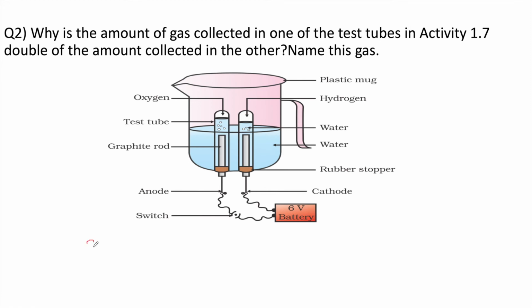Electrolysis of water we can represent like 2H2O gives 2H2 plus O2. So after the dissociation of water, it forms hydrogen gas and oxygen gas. Calculate the amount of hydrogen gas and oxygen gas. Here two molecules of hydrogen and here one molecule of oxygen. So the amount of hydrogen gas is double the amount of oxygen gas here.